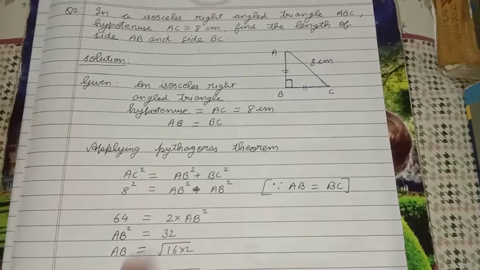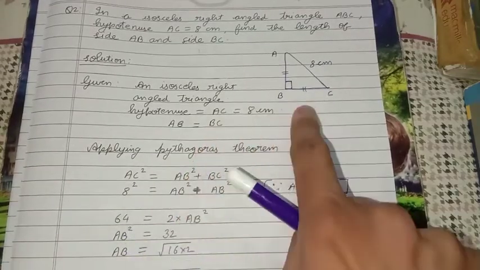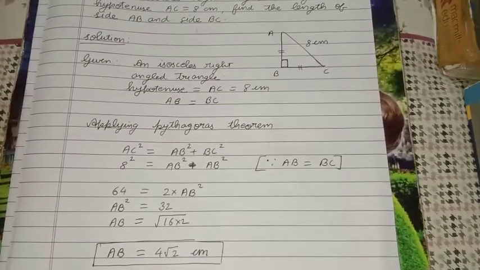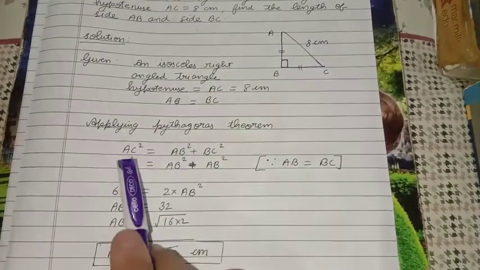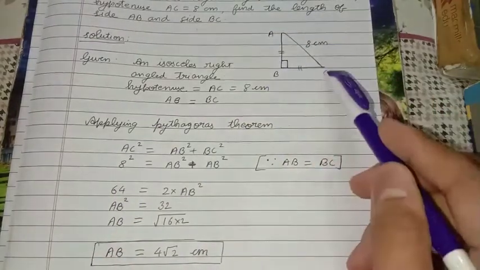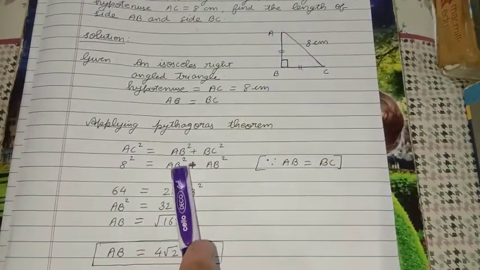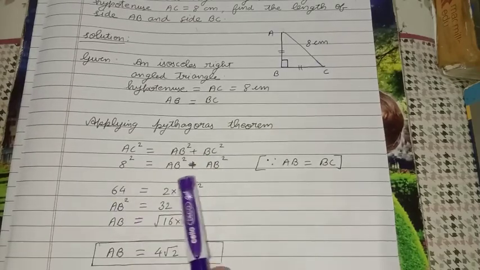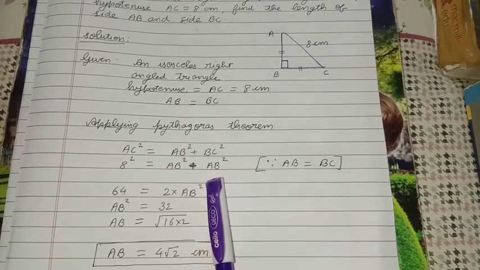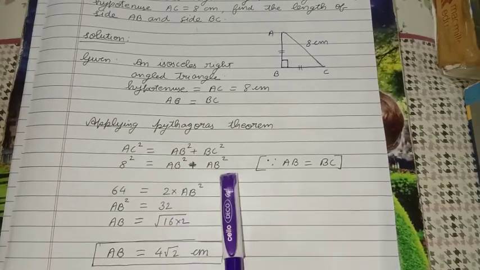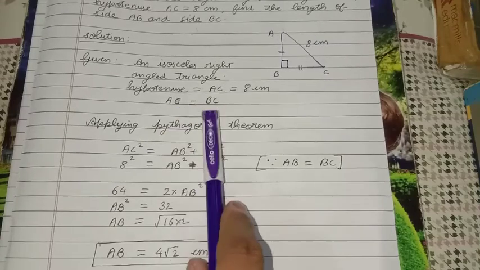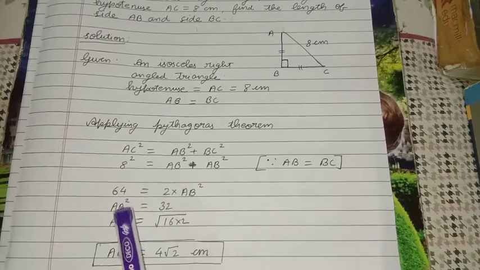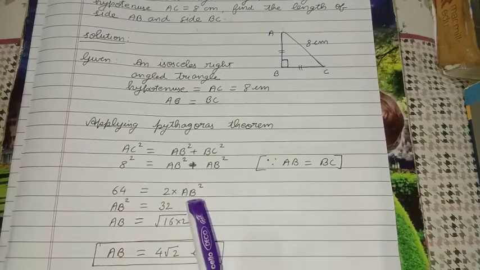AB is equal to BC, now it's a right angle triangle, so apply the Pythagoras theorem. What does it say? Hypotenuse square, that means AC square, is equal to AB square plus BC square. AC is 8, so 8 square is equal to AB square plus AB square. Why this 2 times? It's not a mistake. AB and BC are the same, so I have substituted BC as AB. So 8 square is 64, equal to 2 times AB square.